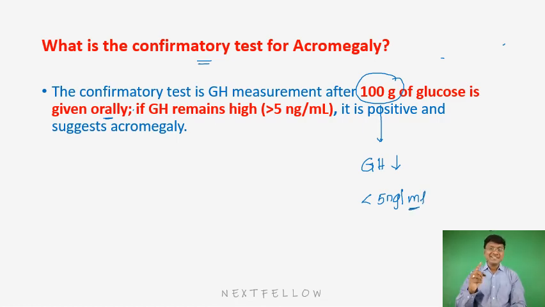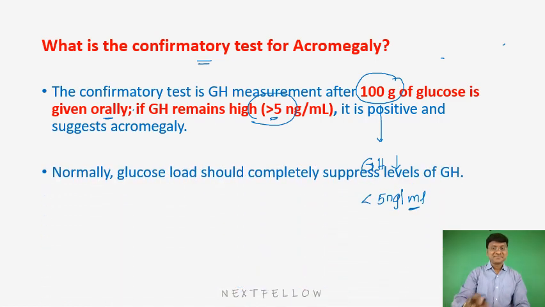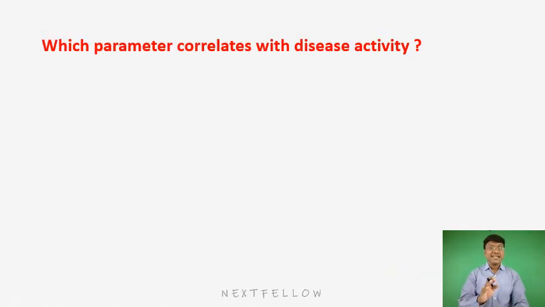But in acromegaly, in spite of giving 100 grams of glucose, the growth hormone will be more than 5 nanograms per ml. That is what is confirmatory, suggestive of acromegaly. And followed by that, the next important question is, which particular parameter correlates with the disease activity? Okay, before that, previous question. So in the previous question, you should know that the confirmatory test, in a normal individual, whenever you give the 100 grams of glucose load orally, there should be suppression of the growth hormone. But in acromegaly, there is failure of suppression of the growth hormone in spite of giving the glucose load.